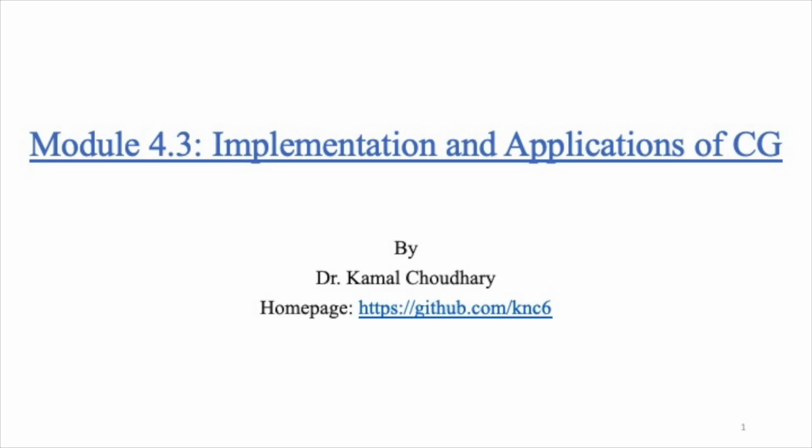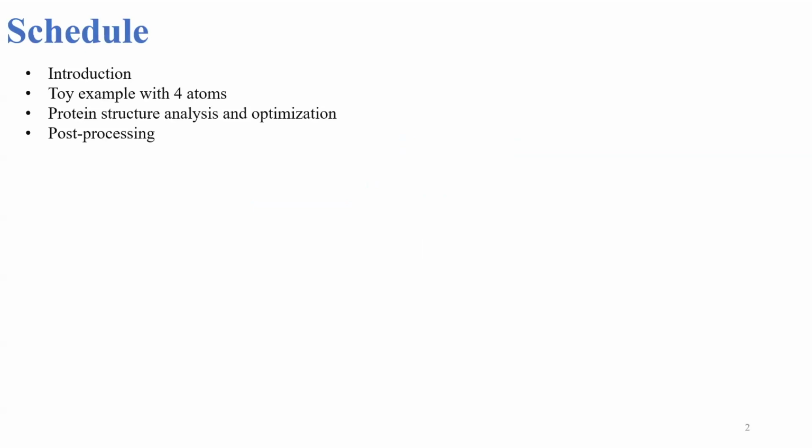Module 4.3: Implementation and Applications of Coarse Graining Techniques. Note this is especially applicable for soft matter such as polymers, proteins, and so on. We're going to briefly discuss what we learned in the previous modules about coarse graining. We'll start with a simple toy example with 4 atoms and see how we can apply coarse graining techniques.